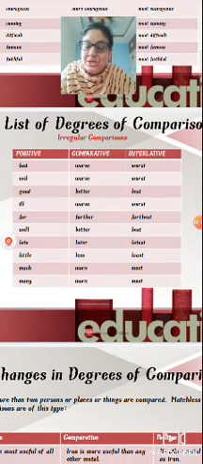Irregular comparisons: there are regular and also irregular comparisons. Positive, comparative, and superlative. Bad, worse, worst.